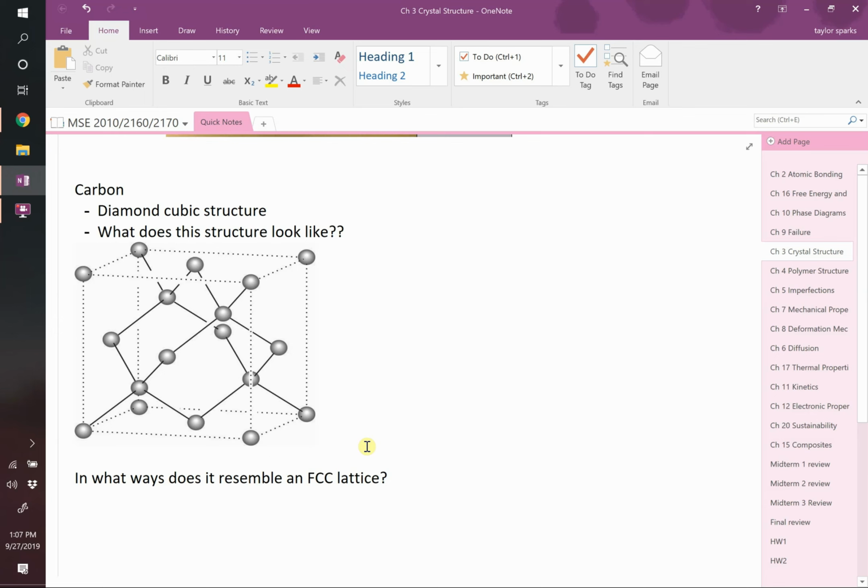Diamond and graphite are both pure carbon, right? And there's lots of different versions of carbon, right? This is diamond. What does this look like? This should look familiar. What compound does it look like that we talked about last class? It looks like zinc blende, except what? Yeah, instead of having two different, a cation and an anion, carbon is just carbon, so it's all the same.